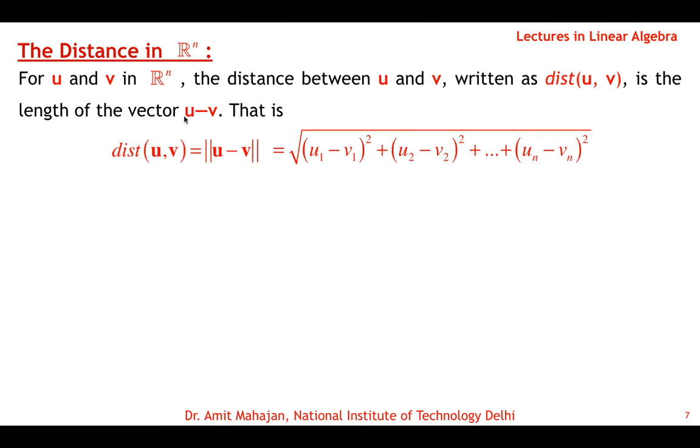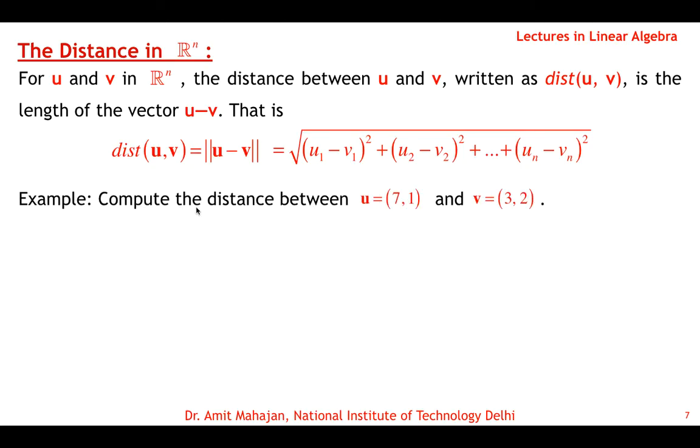Okay, so if u has elements u1, u2, ..., un, and v has elements v1, v2, ..., vn, then u minus v will have elements u1 minus v1, u2 minus v2, and so on up to un minus vn. So the square root of the sum of squares of those elements will give us the distance between u and v. For example, say we have to compute the distance between the vector u in R2, (7, 1), and v again in R2, (3, 2). We first need to calculate the vector u minus v, and then from there we can calculate the length of the vector.